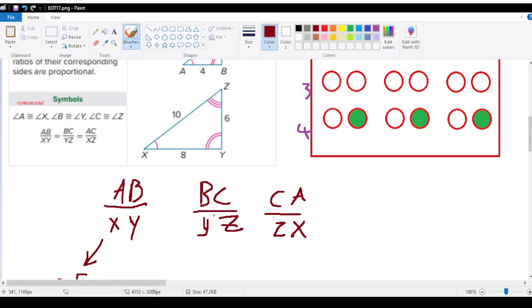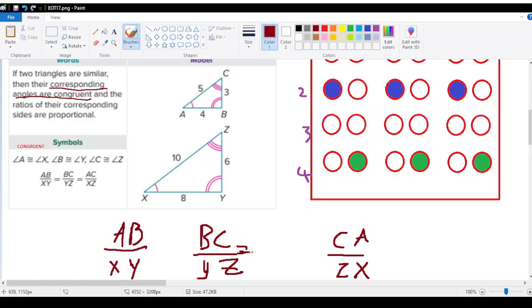Now let's try to find this one. How much is the length of BC? 6? No. BC, Shamsa. Yeah, that's a 3. How much is YZ? 6. Okay, now 3 divided by 6, how much? 3 divided by 6. Wait.